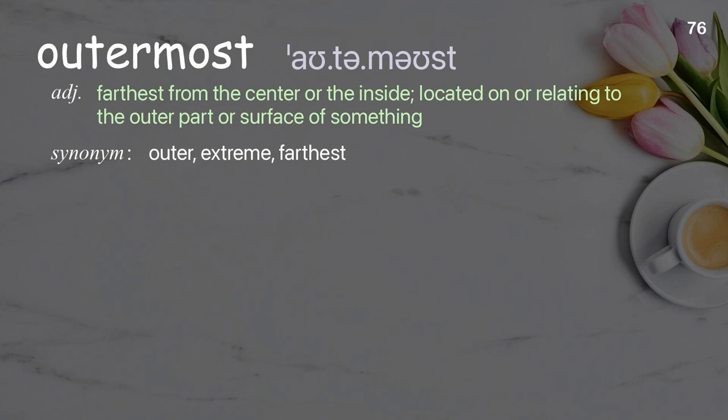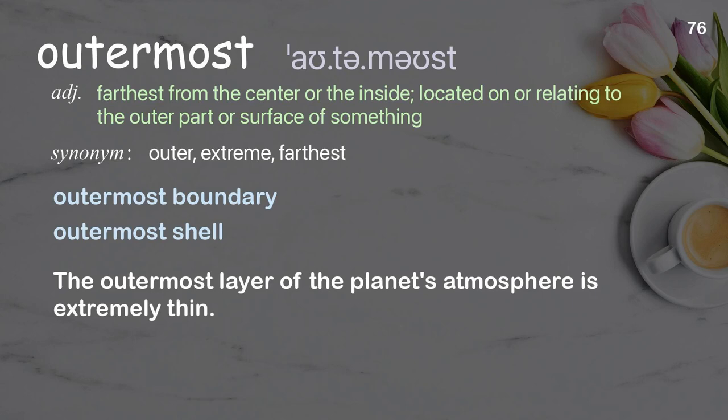Outermost. Farthest from the center or the inside, located on or relating to the outer part or surface of something. Examples: Outermost boundary, Outermost shell. The outermost layer of the planet's atmosphere is extremely thin.